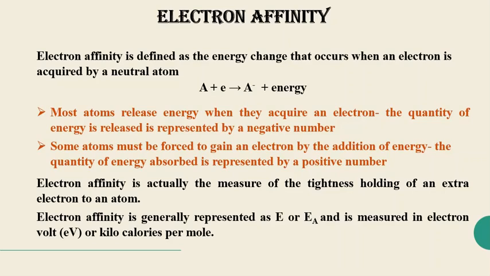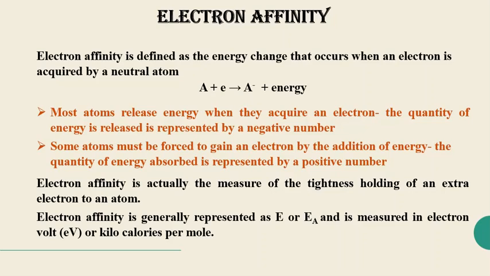Just like ionization energy values, electron affinity is also measured as first electron affinity, second electron affinity, and so on. The first electron affinity is the tightness in holding an extra electron when one electron enters the orbital of an atom. Similarly, the second electron affinity is how strongly the atom tends to hold the extra electron when a second electron enters the atom.